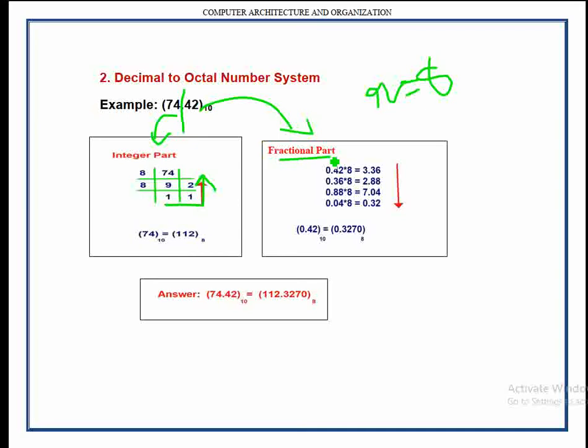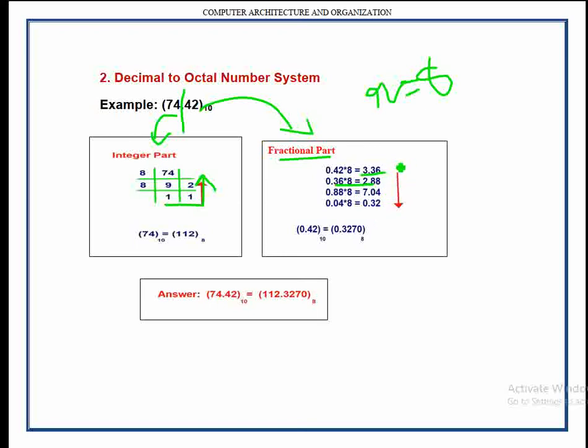Now let's discuss how to convert the fractional part of the given decimal number. What value resides in the fractional part? 0.42. We take 0.42 and multiply it with the R value of this number system, that is 8. After performing the multiplication in this step we got 3.36, and from this number we take the fraction value, that is 0.36, and continue the process.